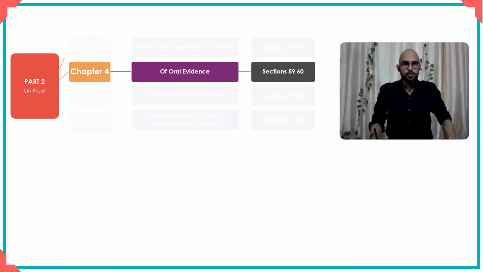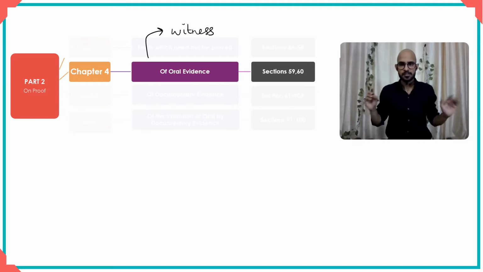Alright, we look at part 2, chapter 4, which deals with oral evidence. We've seen what oral evidence is in lesson number 10. Oral evidence is basically the testimony or the statement given by a witness before the court. That is oral evidence. Simple.